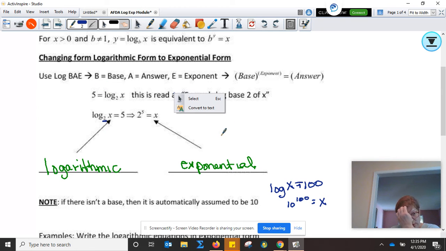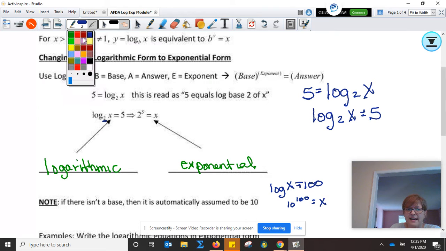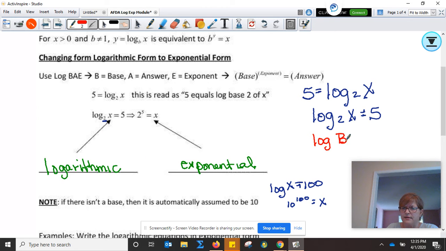Whether it's written as 5 equals log base 2 of x, you can also write that as log base 2 of x equals 5, and this is the way I want you to do it. The reason is that now you can use what I like to call log BAE. 2 is your base, x is your answer, 5 is your exponent. When we rewrite that, it would be 2 to the 5th power equals x.